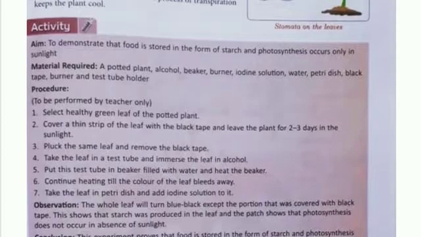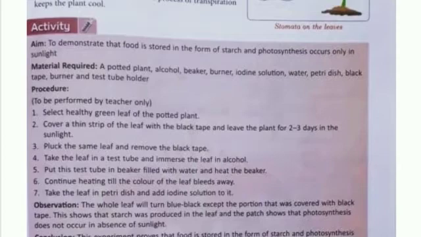Now after 2-3 days, pluck the same leaf. उस लीफ को आप तोड़ करके अंदर ले आइए लैब में. Remove the black tape. Take the leaf in a test tube. Immerse the leaf in alcohol.